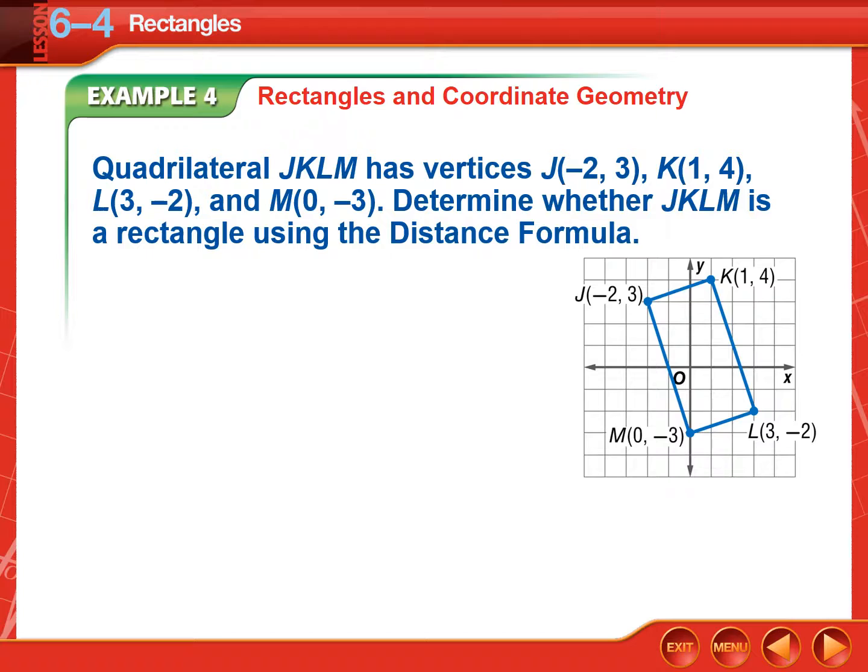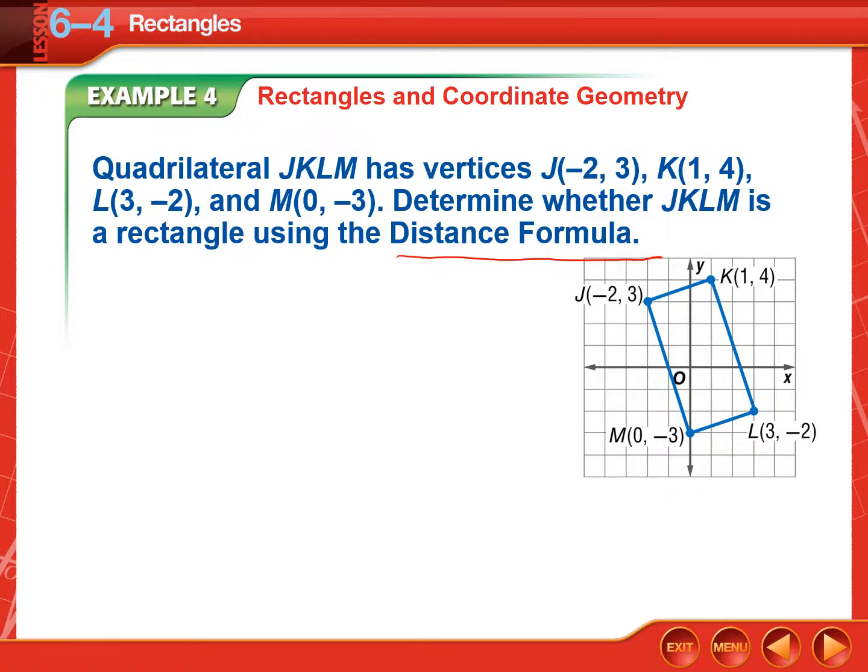And the last problem that we're going to do is we have this quadrilateral JKLM, and it has the vertices J is (-2, 3), K is (1, 4), L is (3, -2), and M is (0, -3). And we're going to determine whether JKLM is a rectangle using the distance formula. So we have a set way to do this, the distance formula, no other way. Because I know, again, we all love the distance formula.